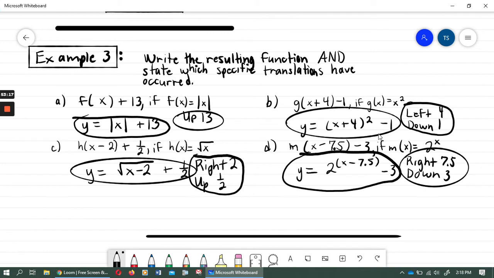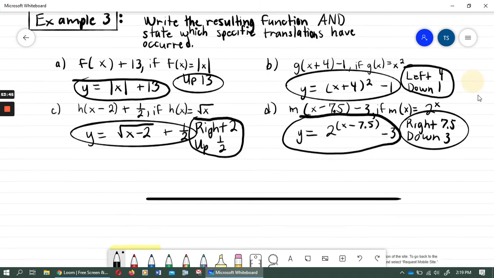And again, the way the equation is going to look as a result of doing that translation of left 4 and down 1 is where you add 4 on the inside of that quadratic function and you subtract 1 on the outside of it, and that's going to be where the image has now been moved left 4 and down 1. Okay.